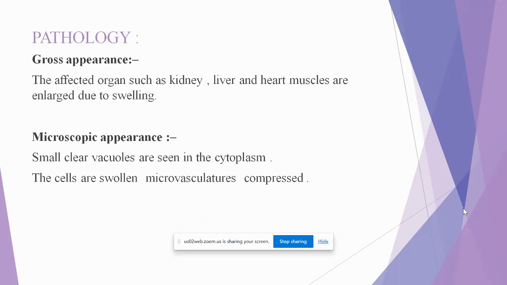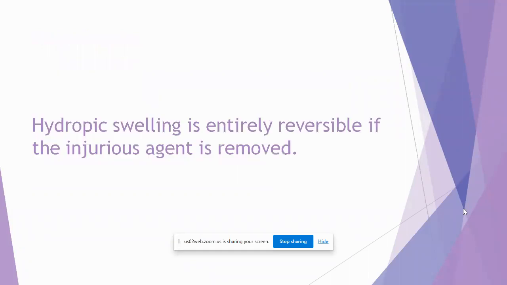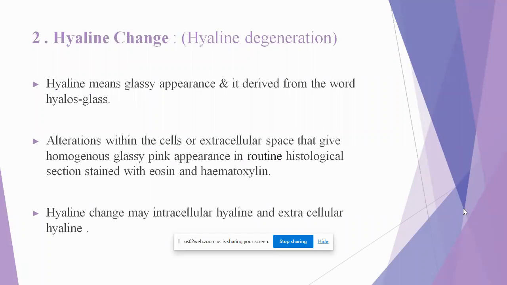What is the microscopic appearance in cellular swelling? Small clear vacuoles are seen in the cytoplasm. The cells are swollen and the microvasculature is compressed. Also, hydropic swelling is entirely reversible if the injurious agent is removed. So, these are the features of cellular swelling.